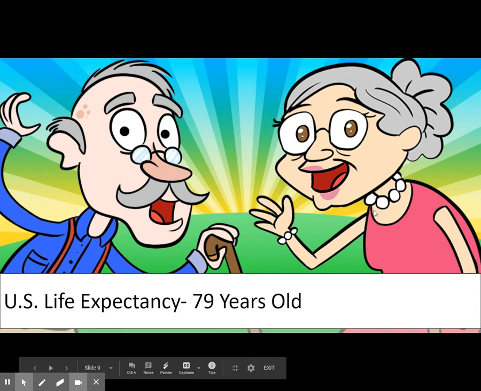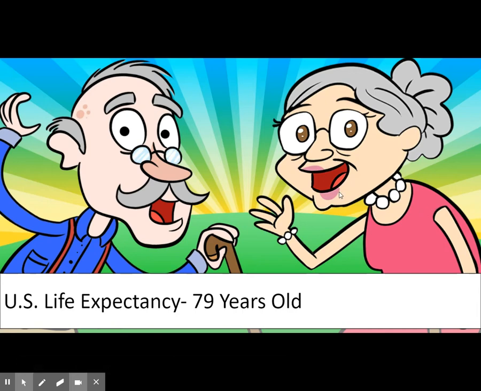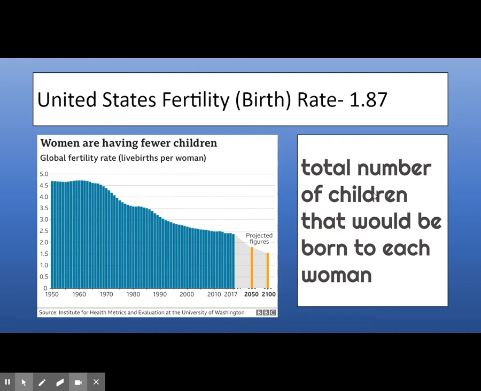So the life expectancy of the United States is 79 years old. And the fertility rate is 1.87. That's the total number of children that would be born to each woman. So a little less than two. And you can see here it's gone down.